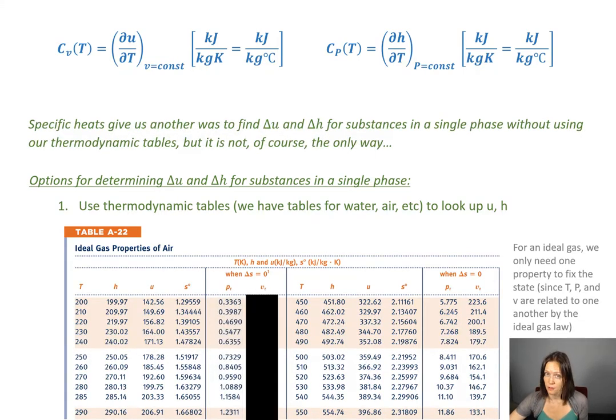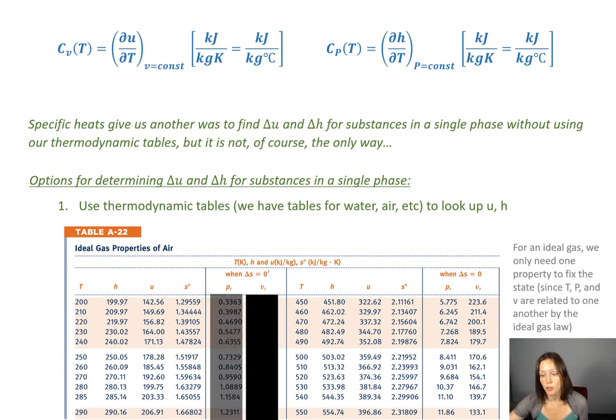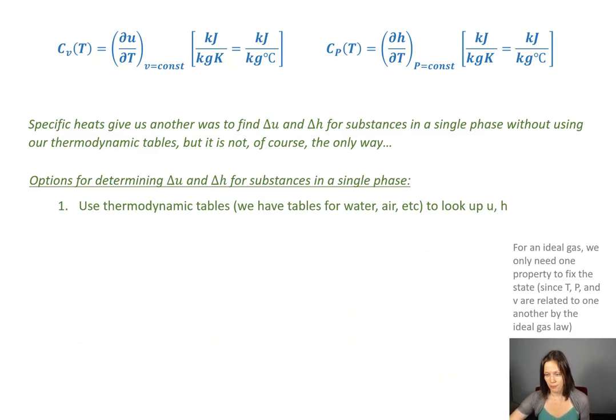It's not specific volume. That PR is also not the reduced pressure, which we talked about when we talked about the generalized compressibility chart. That was a capital R. This is the lowercase r, and this PR and VR, those are what are called the relative pressure and the relative specific volume, and we just haven't got there yet. So I don't want you to use those because we don't know how to use them correctly yet.